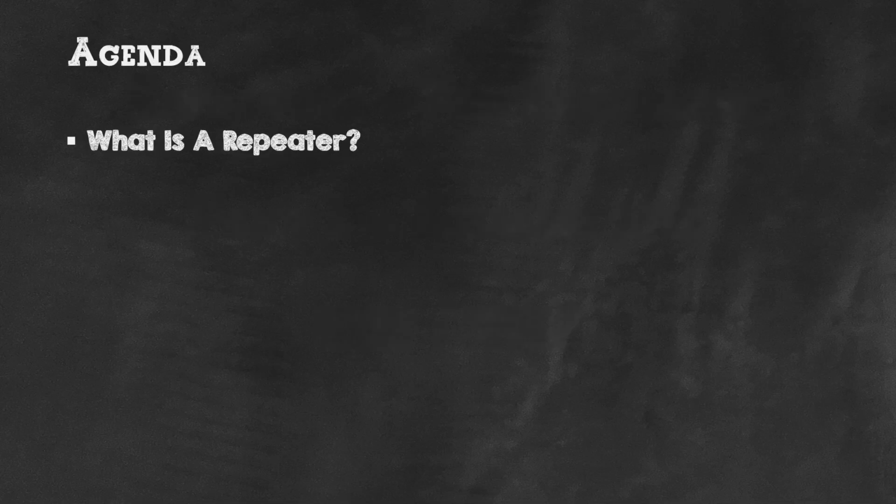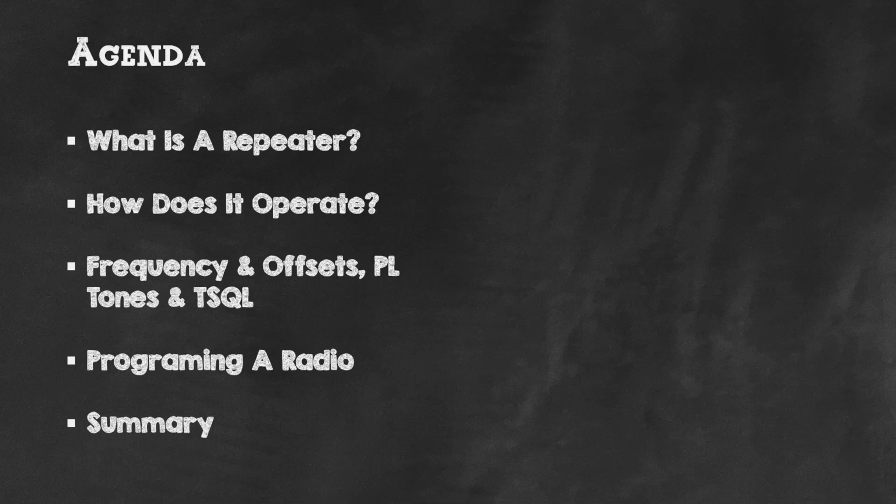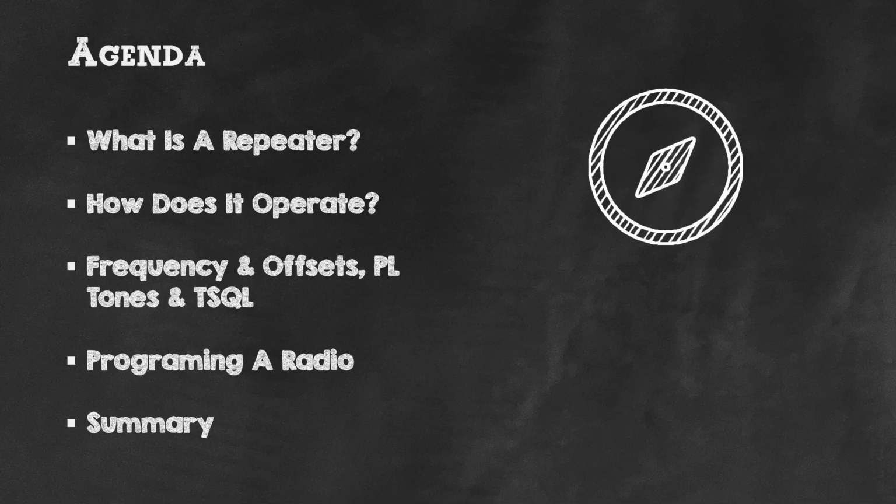So what will I be covering today? What is a repeater? How does it operate? Frequencies and offsets, PL tones, tone squelches. What are they? What's the difference? How do you use them? Where do you find the information? Programming your radio. What's the type of information you need to enter it in? And I'll go over a quick summary again, just reminding you of the key essential points out of this video in order for you to have a better experience with ham radio.